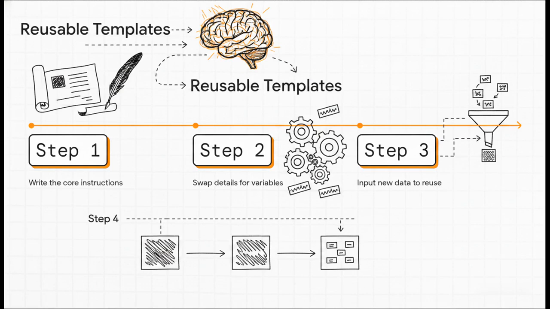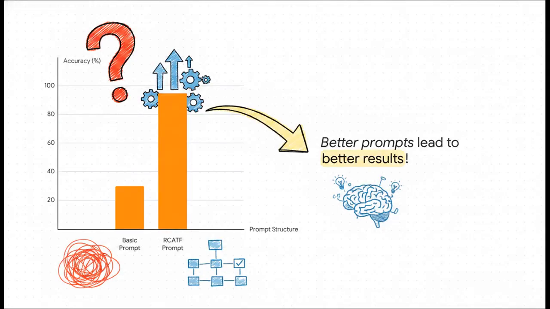And Step 4, you can even chain multiple prompts together, where the output of one prompt becomes the context for the next, allowing you to handle incredibly complex multi-step projects with ease. So the crucial point is that a basic prompt yields incredibly low accuracy because the AI is literally just guessing what you want. But providing detailed RCATF instructions completely eliminates that guesswork, dramatically increasing your accuracy and practically eliminating errors.